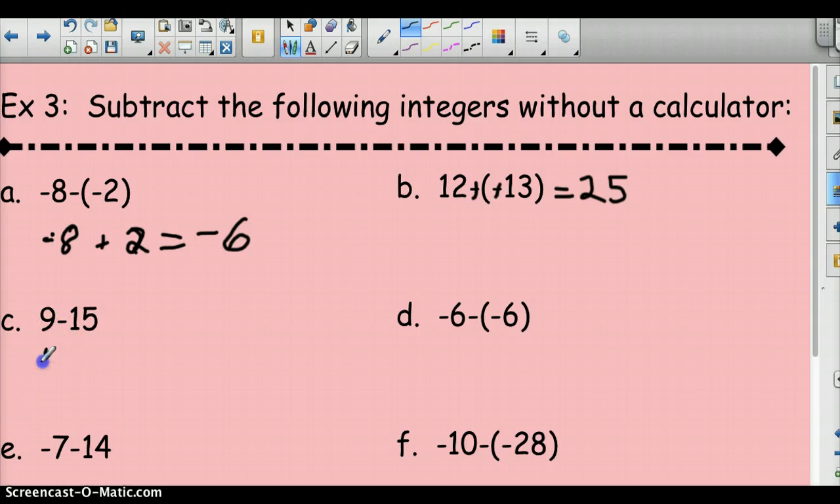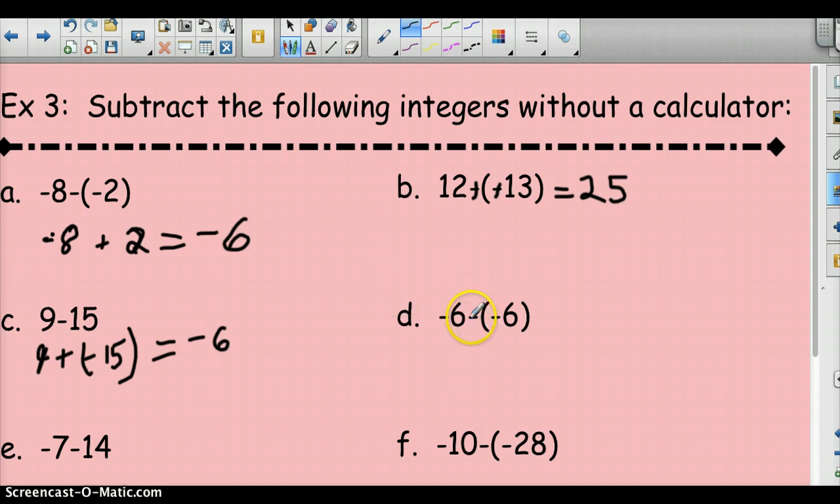Moving on, 9 minus 15. Same game. We are going to change the subtraction sign to addition and take the opposite of the back number. Turns into 9 plus negative 15. Now, I look at signs here. The result here must be negative because 15 is the bigger number and it's a negative. In combining them, 9 plus negative 15 is a negative, and it is negative 6.